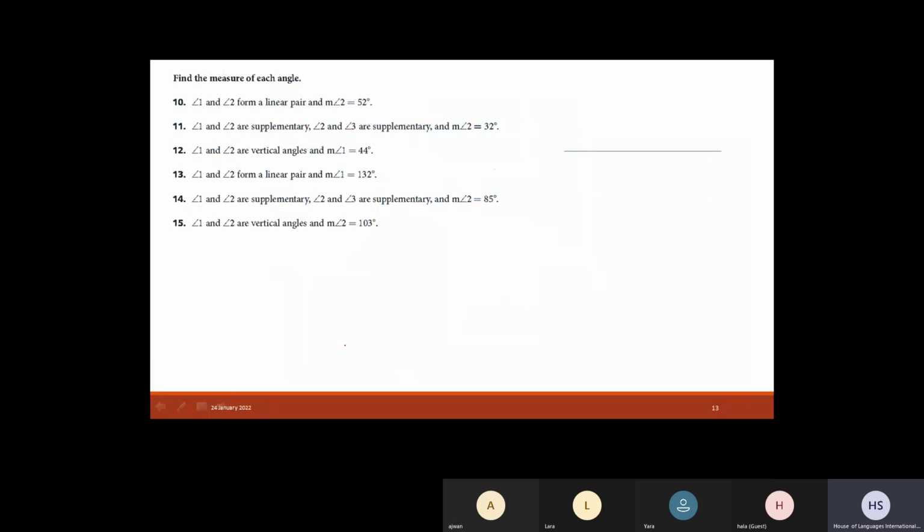Angle 1 and angle 2 form a linear pair, and the measure of angle 2 is 52. Find the measure of angle 1. So, number 10 here. What do we have?